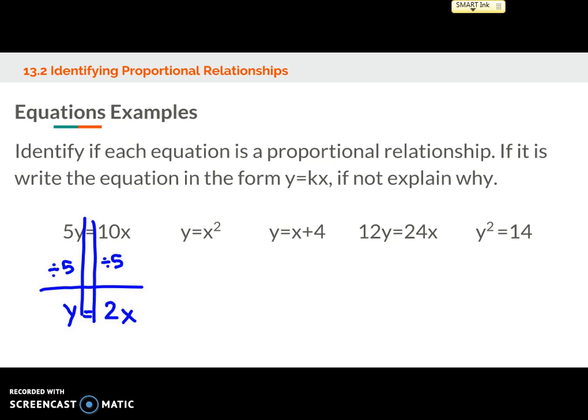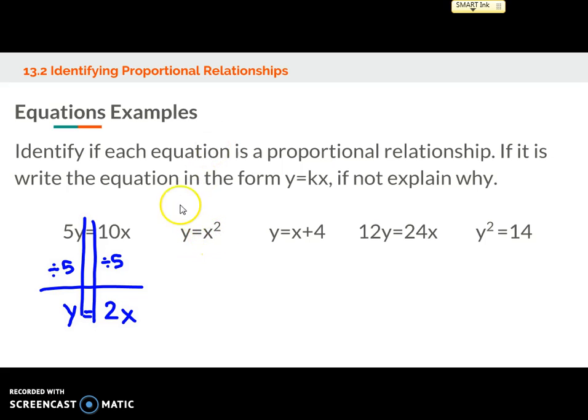All right, y equals 2x. That is in this equation form. So k represents the number 2. This k in this form will be a number. So the first one is a proportional relationship because I can rewrite it by solving for y into y equals 2x. That's this form, y equals kx. K is going to be the number, and then you keep the y and the x. Let's look at the second one.